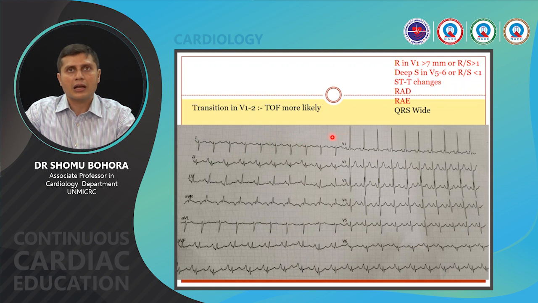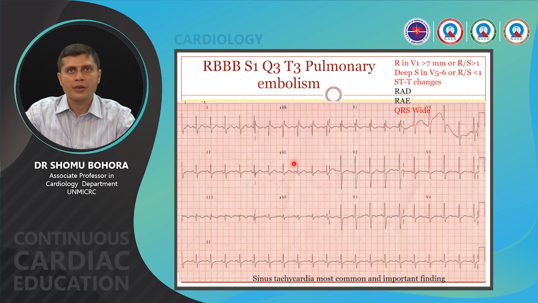Now certain congenital heart diseases have right ventricular hypertrophy, like TOF. However, they have a specific pattern wherein the transition is immediate in V1, V2, and it should be remembered in such patients that if you have a congenital heart disease with a specific pattern, TOF should be considered. Here you can see right atrial enlargement also.